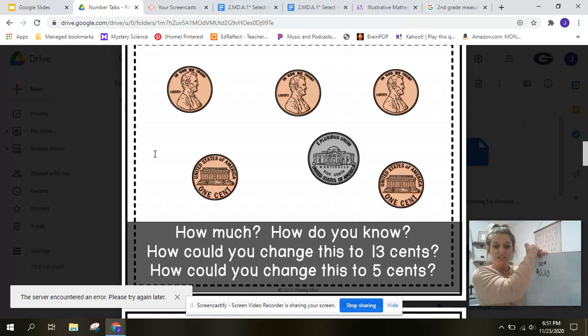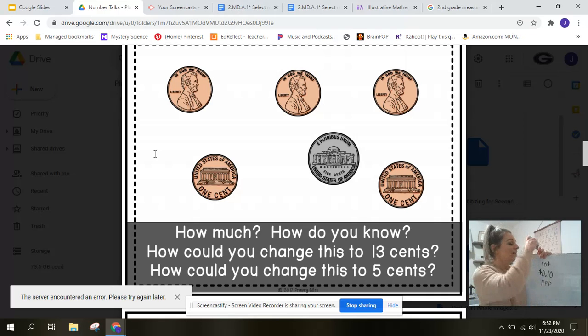Okay, my first question is, how could you change this to 13 cents? What could you do to get from 10 to 13 cents? Yeah, you could add 3 more pennies. So we know a penny's worth 1. So 10, 11, 12, 13. You could add 3 more cents.